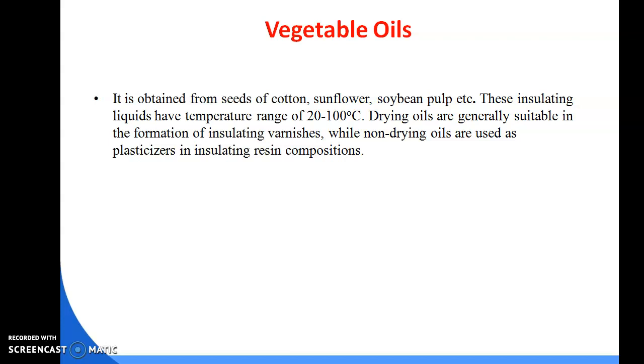So we use vegetable oils like sunflower and soybean oil. It is generally obtained from seeds of cotton, sunflower or soybean, etc. This is an insulating liquid at a temperature range from 20 to 100 degrees centigrade. Drying oils are generally suitable in the formation of insulating varnishes, while non-drying oils are used as a plasticizer in insulating resin composition.